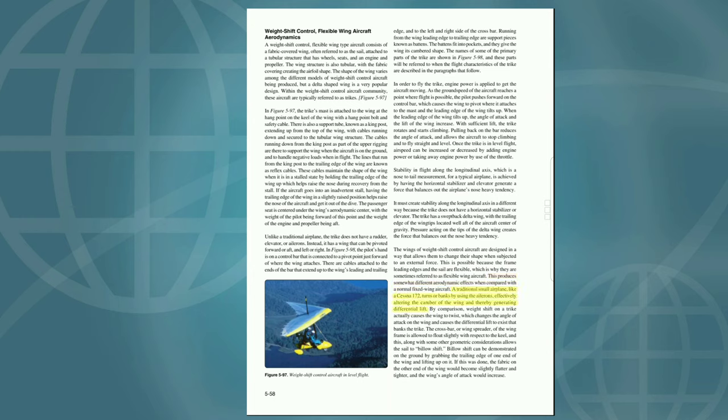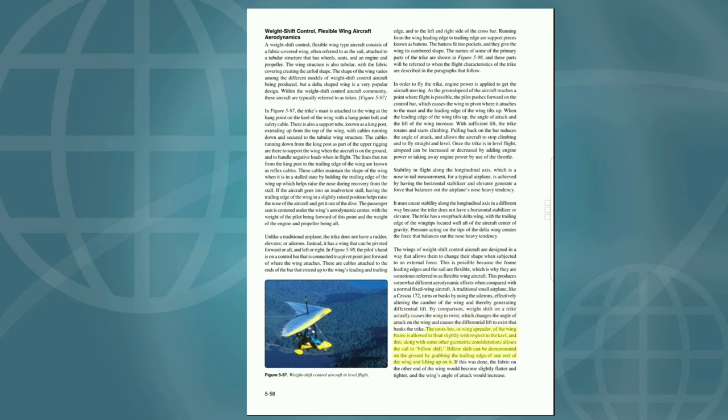A traditional small airplane, like a Cessna 172, turns or banks by using the ailerons, effectively altering the camber of the wing, and thereby generating differential lift. By comparison, weight shift on a trike actually causes the wing to twist, which changes the angle of attack on the wing, and causes the differential lift to exist that banks the trike.